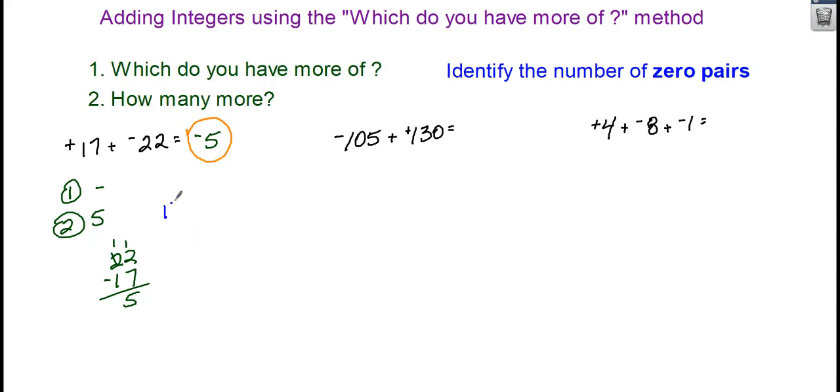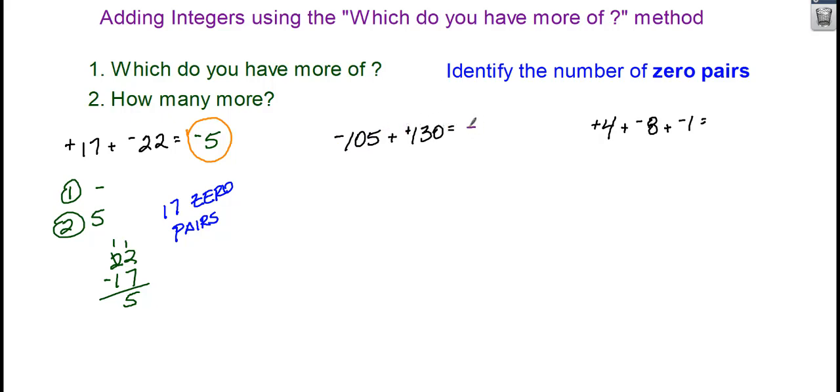And I know that I had 17 zero pairs. I had 17 places where the positive and the negative canceled each other out. On this next problem, I have 105 negatives plus 130 positives.